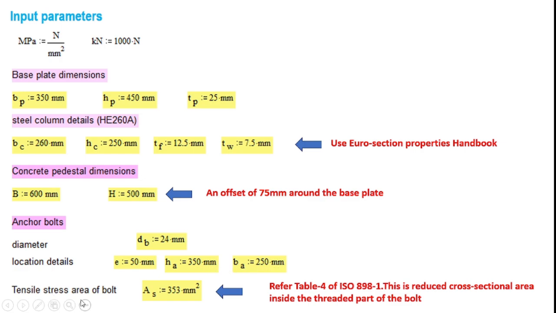Now, the tensile stress area of the bolt, and I have found that people always get it confused with the gross area. And to help you out, I have written a very important note over here. To calculate the tensile stress area, please refer to table 4 of ISO 8981. And note that this is not the gross area, this is a reduced cross-section area inside the threaded part of the bolt.